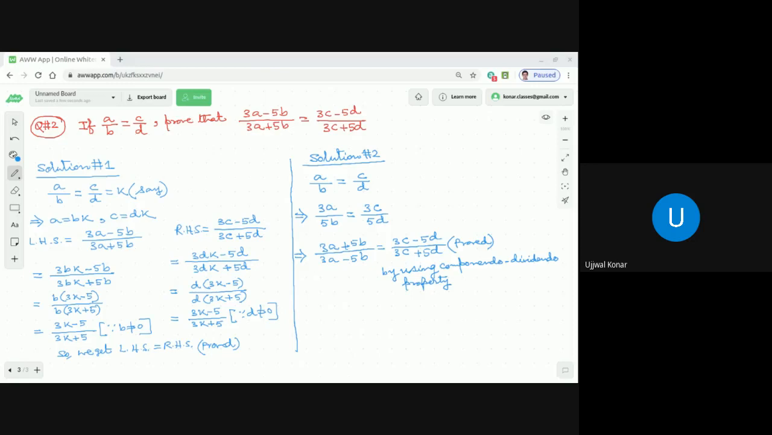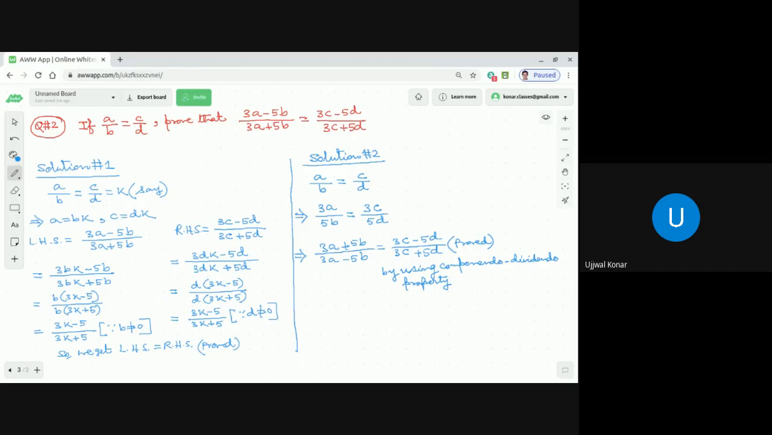Absolutely. See, the point is that solution one is very straightforward. As you know a by b is equal to c by d, you take it equal to k, then find a and c in terms of b and d, and then you take the left hand side and right hand side and you get this. If you use this one, you will definitely get the result. In solution 2, you need to think about exactly which property you can use.